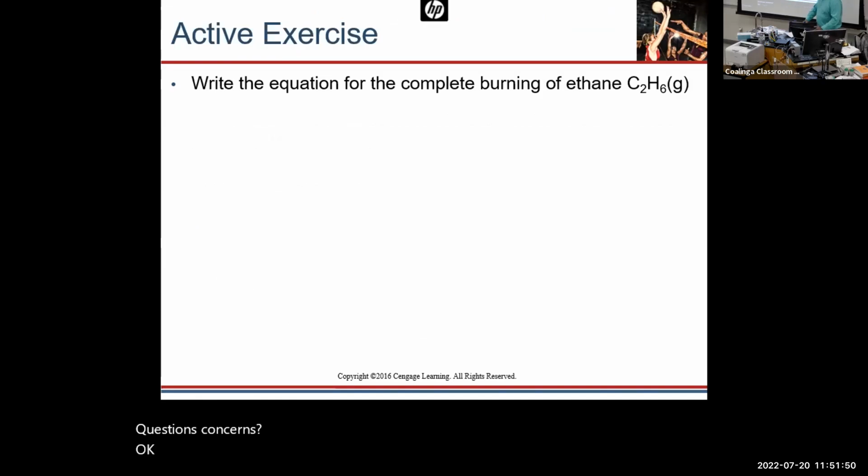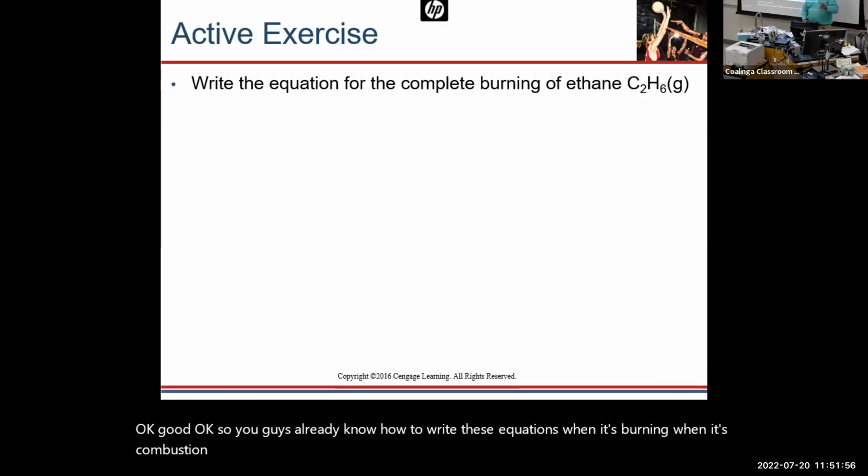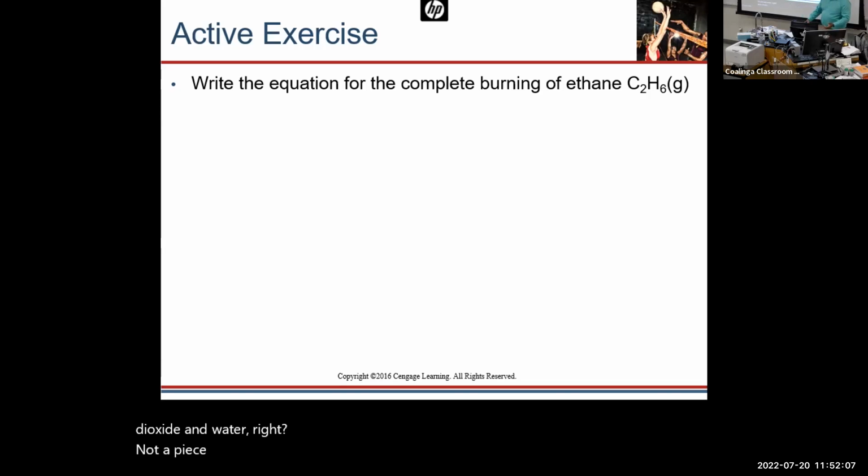Okay, so you guys already know how to write these equations. When it's burning, when it's combustion, that always means that we have organic molecule plus oxygen yields carbon dioxide and water. All right. Piece of cake? Not a piece of cake?